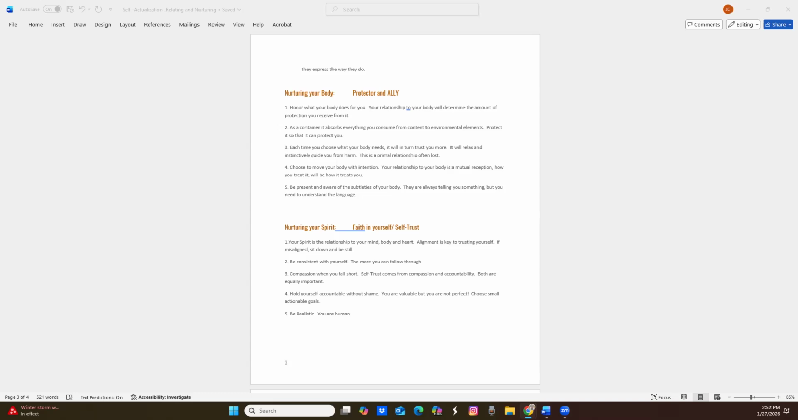If you need to set very small steps that you can follow through with, start there. But if you know you can be consistent with yourself and show up for yourself, then you begin to build trust within yourself. You do not want to overpromise and underdeliver. So that will actually set you back. So make sure that you're developing steps that you can follow through with.